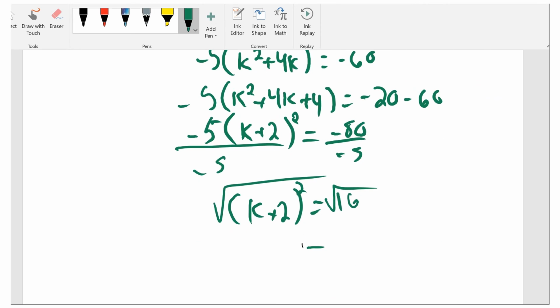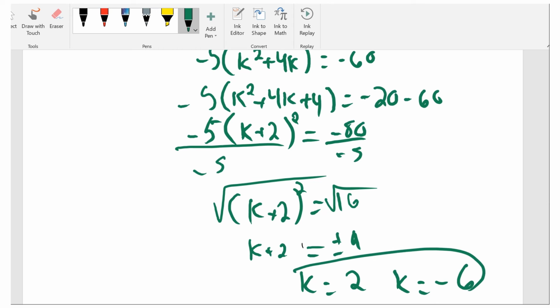My bad. We take the square root of both sides, you get k plus 2 is equal to positive and negative 4. So when you subtract 2 from both sides, you get k equals positive 4 minus 2, which would give you 2, and k would also give you, when you subtract 2 from both sides, negative 4 minus 2, which would give you negative 6. So you get 2, negative 6 right there.